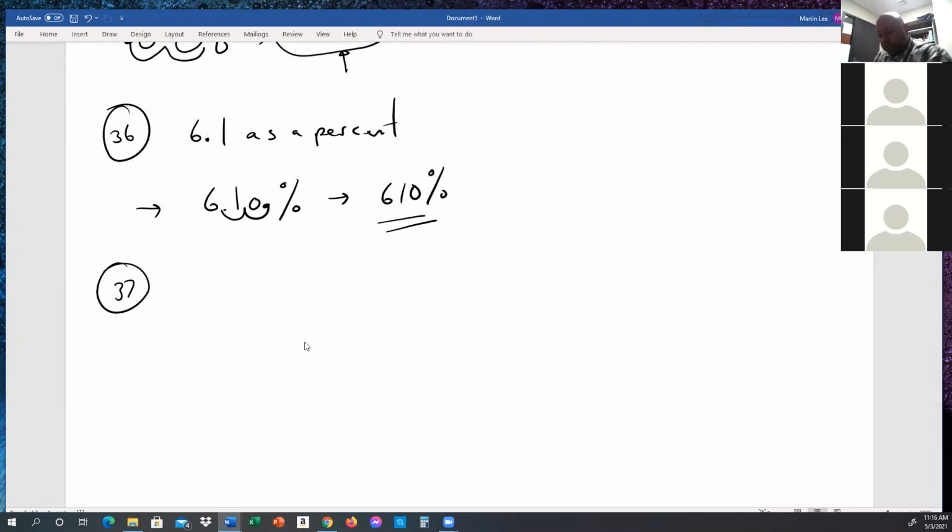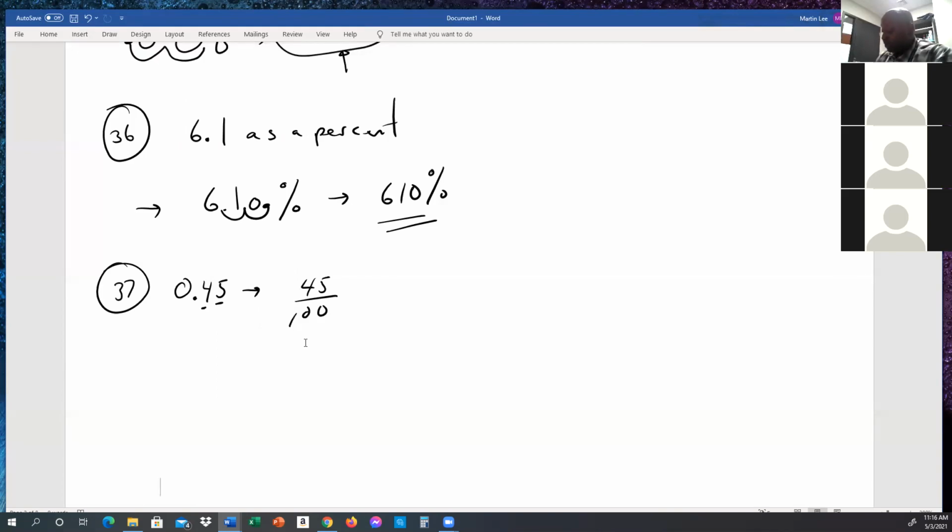Number 37, write 0.45 as a simplified fraction. So let's first change this decimal to a fraction. So 0.45 as a fraction is, well, the biggest place value is hundredths. So this is going to be 45 over 100. So the first thing to do is to change the decimal to a fraction.